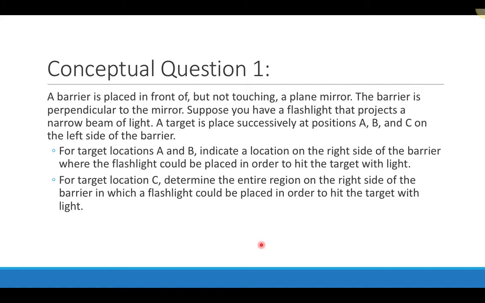Suppose you have a flashlight that projects a narrow beam of light. A target is placed successively at points A, B, and C on the left side of the barrier. For target locations A and B, indicate a location on the right side of the barrier where the flashlight could be placed in order to hit the target with the light. And for target C, determine the entire region on the right of the barrier in which the flashlight could be placed in order to hit the target.